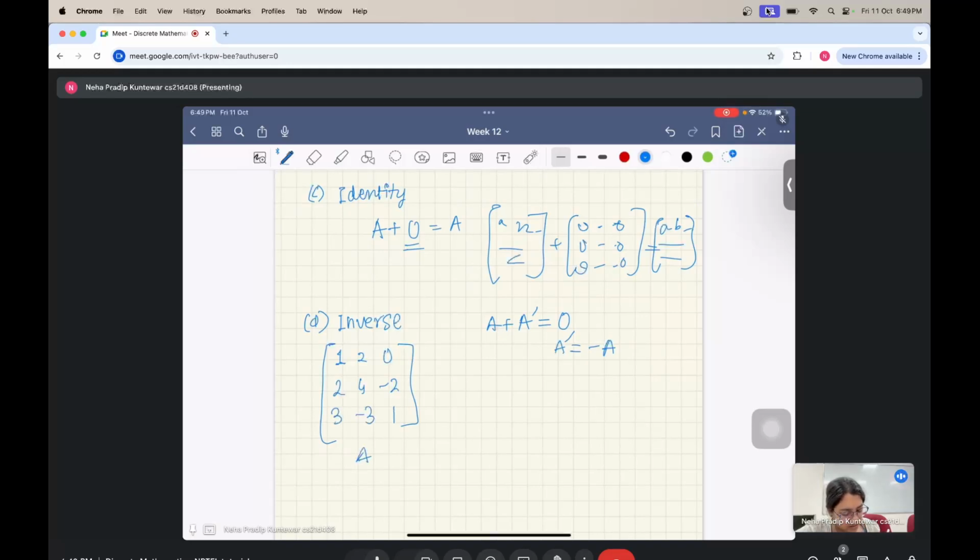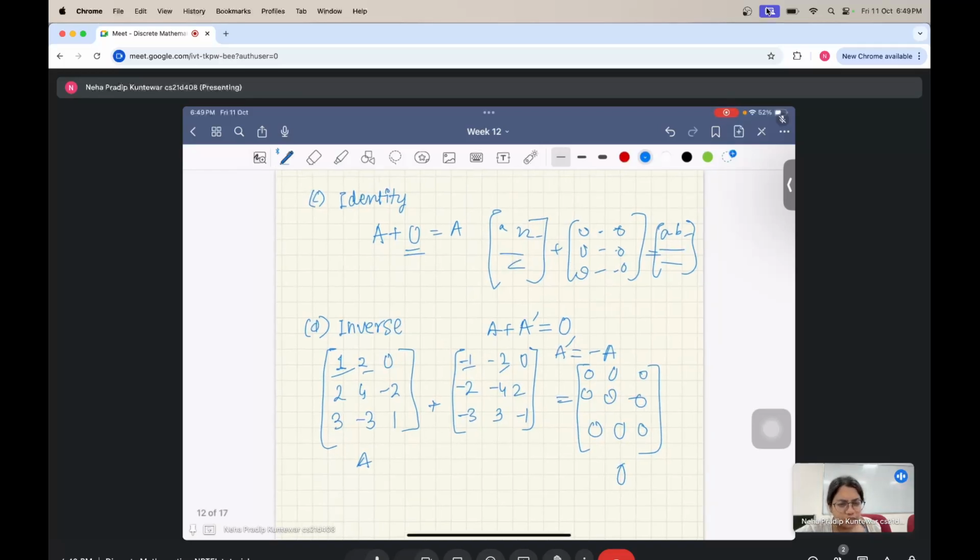So this is the matrix A I have. Now I multiply this with a minus 1. So what I get is minus 1 minus 2 0, minus 2 minus 4 2, minus 3 3 minus 1. And if I add them together, 1 and minus 1 cancel out, 2 and minus 2 cancel out. Essentially everything cancels out and I get back an all zero matrix, which is the identity. So the inverse of the matrix is simply you multiply every entry of the matrix with minus 1, and when you add them together you will get the zero matrix.